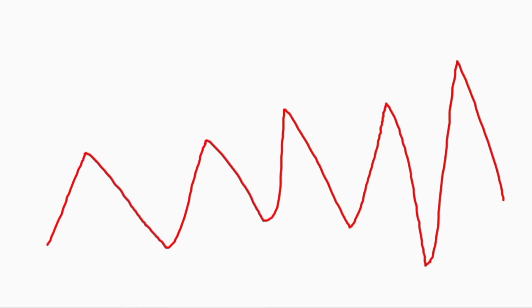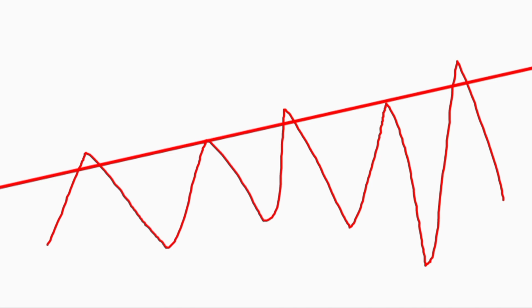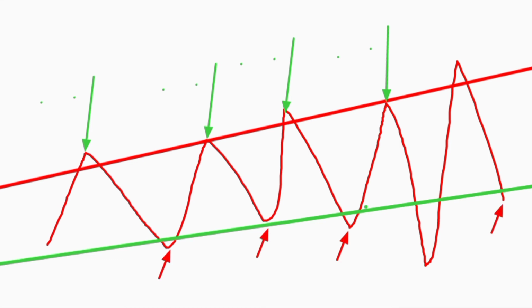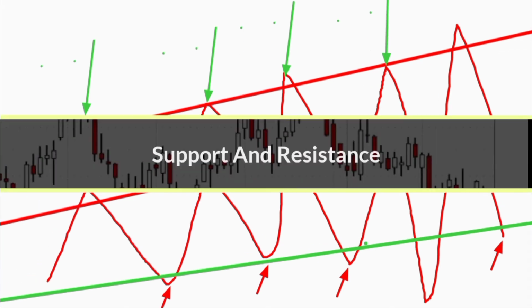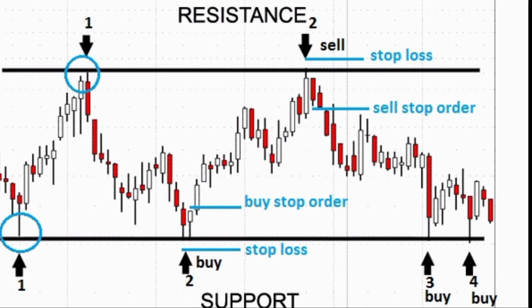First of all, let me show what support and resistance levels are. When we draw a line at the highest price points of the coin, at the all-time high, such a line is known as a resistance line. And when we draw a line at the lowest price points of the coin, such a line is known as a support line. You can see clearly in the photo, the upper trend line is resistance while the lower is support.